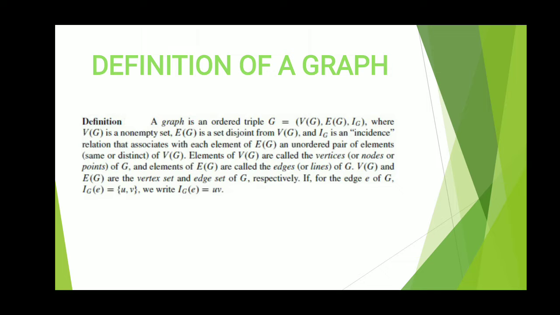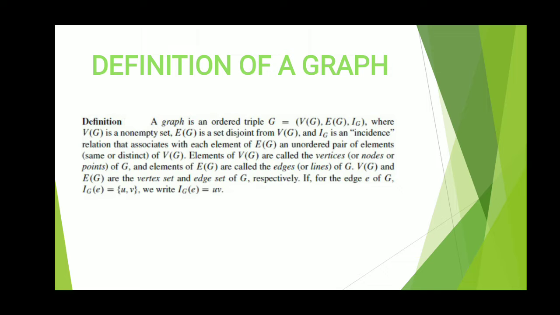To form a graph, the first thing we need is points. Without points we cannot draw a graph. So first we need a collection of all points. This is called the vertex set V(G), and the next one is the edge set E(G), which is disjoint from V(G). The edge set is nothing but lines or arcs. To join two points we need lines or arcs. This collection is called the edge set of G.